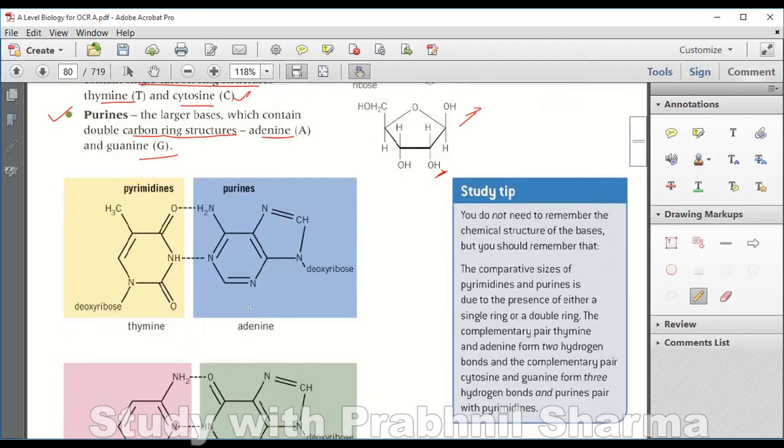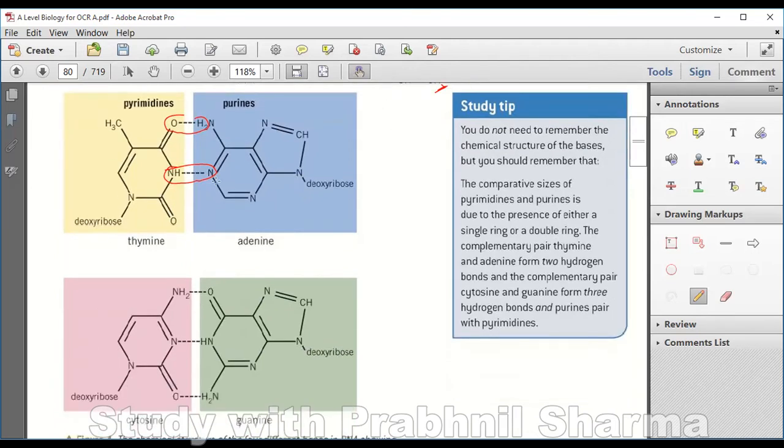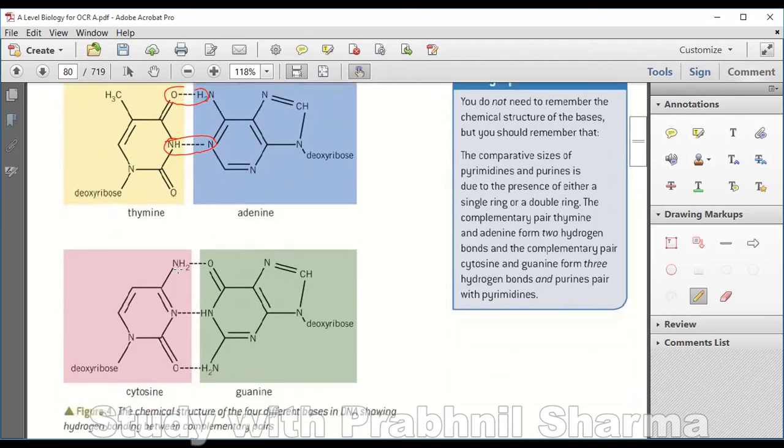Now thymine and adenine, how are they connected? There is C double bond O and NH2. The hydrogen and oxygen are connected together, and these two are connected together. So this is the bond formation, how they are connected. Now, if you see cytosine and guanine, the same bonding is there. In case of thymine and adenine, there are 2 bonds. In case of cytosine and guanine, there are 3 bonds. Clear?